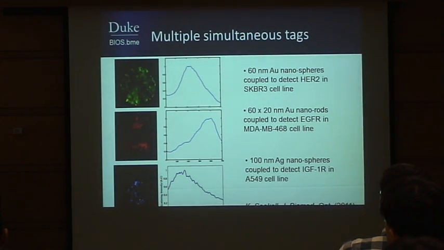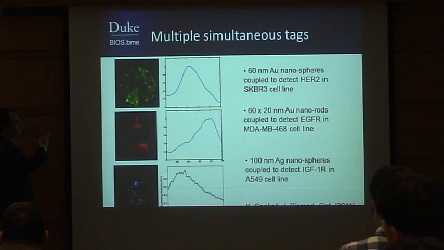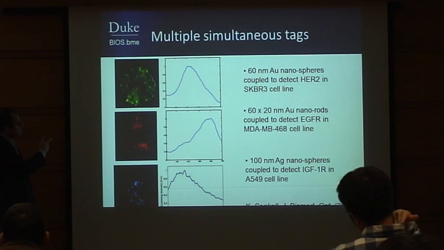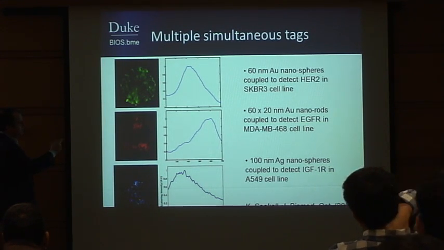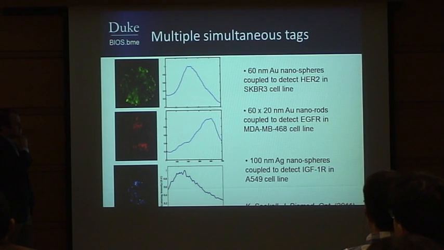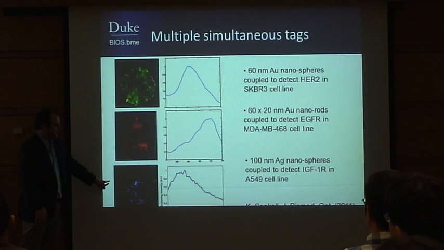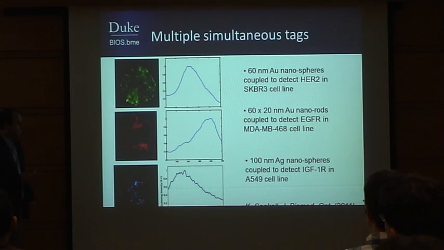And I like to show this one with these nice colors, but this shows multiple different tags bound to the nanoparticles. So here we're looking at gold nanoparticles bound to the HER2 and SKBR3 cells. You can see that the peak is in the green region. Here are nanorods that scatter mostly in the red region, and there we're detecting EGFR in this MPA cell. And then finally we had these 100 nanometer silver nanospheres, and they were going after insulin-like growth factor in this A549 cell. The author there is Kevin Siegel, in 2014, and NSF highlighted this at one point.